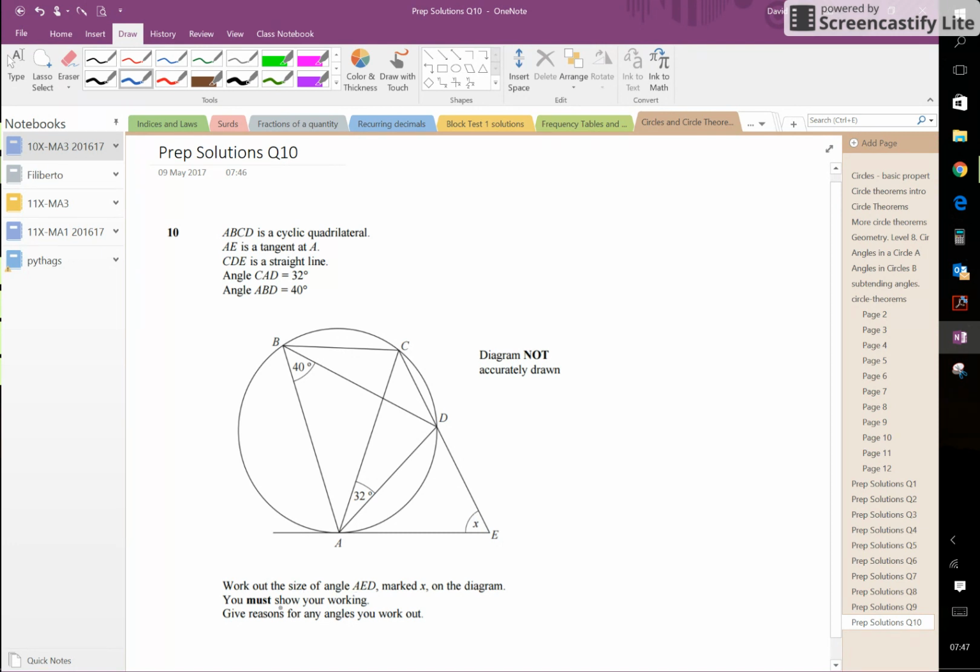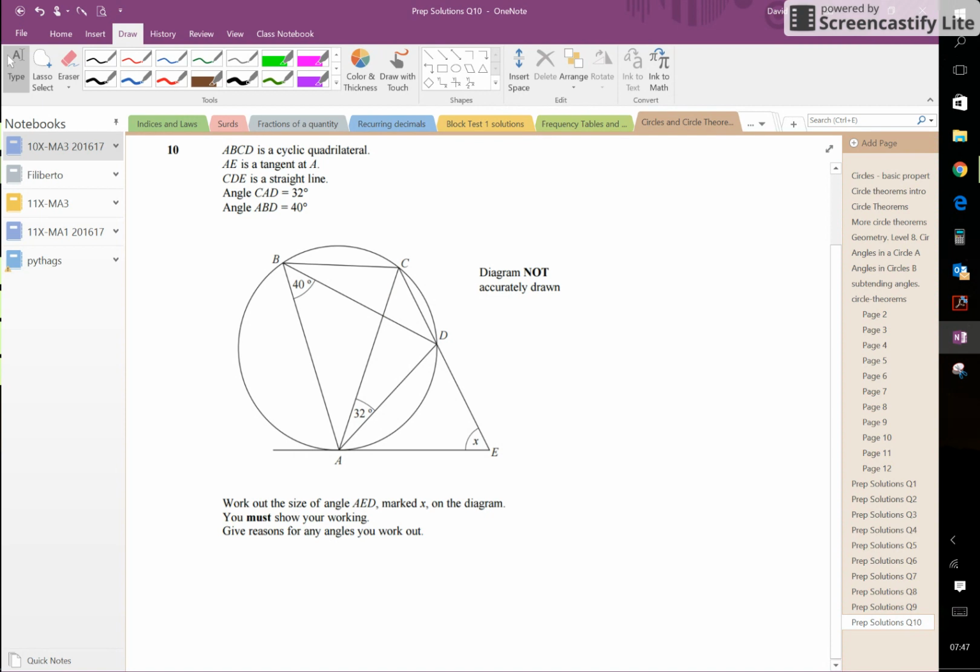You must show your working, and you give reasons for any angles that you work out. Okay, remember, you must do this if you're asked. Very important. Okay, so the things that we should think about are our circle theorems.